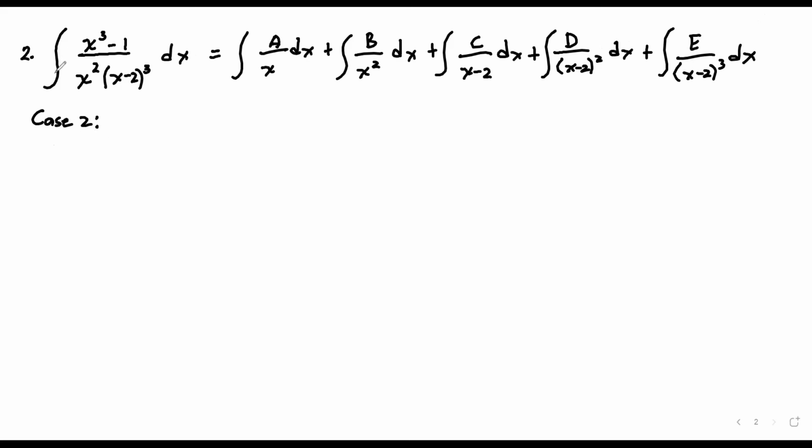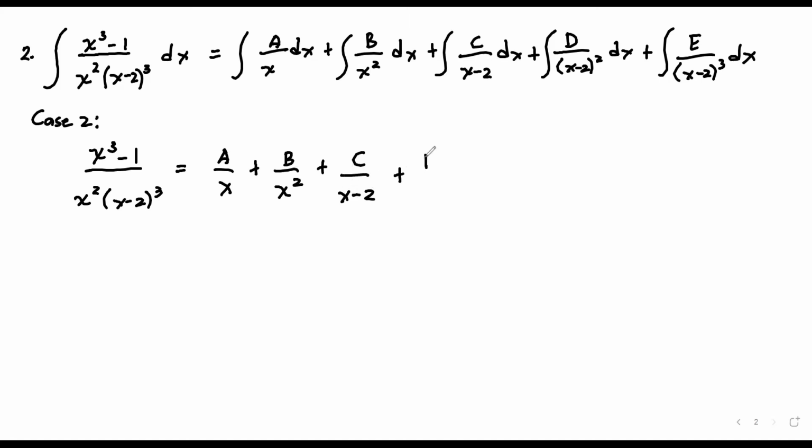The solution to number 2 is long. So, for case 2, we'll just copy the given without the integral sign. x cubed minus 1 over x squared times the cube of x minus 2 equals A over x plus B over x squared plus C over x minus 2 plus D over the square of x minus 2 plus E over the cube of x minus 2.